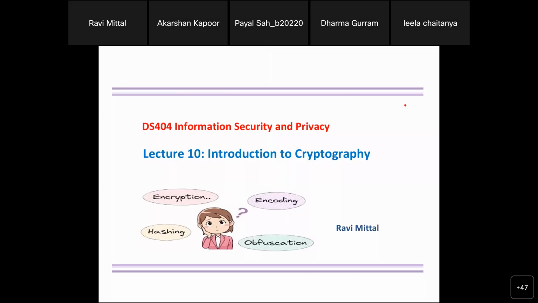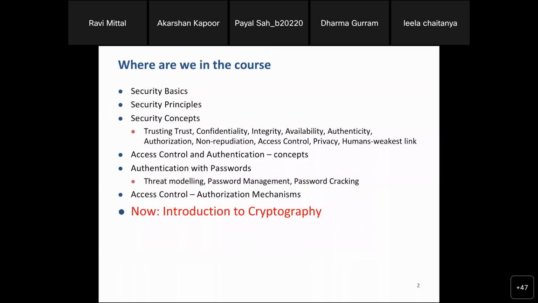Okay, so today we'll start with basic concepts of cryptography. I'm sure many of us know about cryptography because we would have heard terms like encryption, encoding, hashing, etc. So we are here in the course. We have learned about basics and access control mechanisms, authentication mechanisms, authorization mechanisms. Now we are into cryptography.